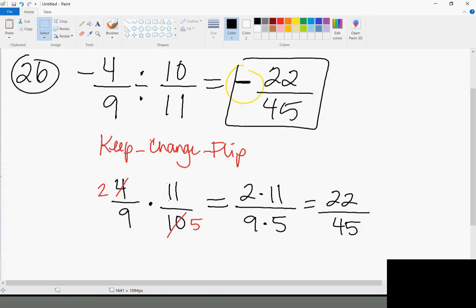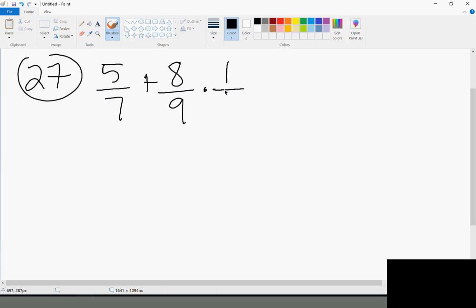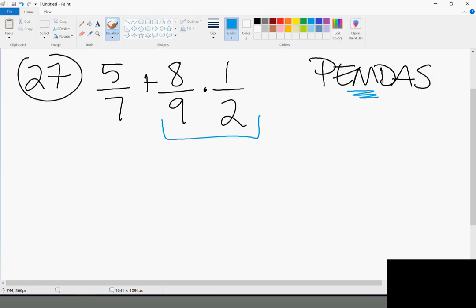All right. So now, 27, we've got 5 over 7 plus 8 over 9 times 1 over 2. So we're going to use our order of operations again. We don't have parentheses or exponents, but we have multiplication. So we want to take care of that multiplication before we deal with any addition or subtraction. That's going to be here. So we are multiplying two fractions. At this point, let's go ahead and reduce if we can.